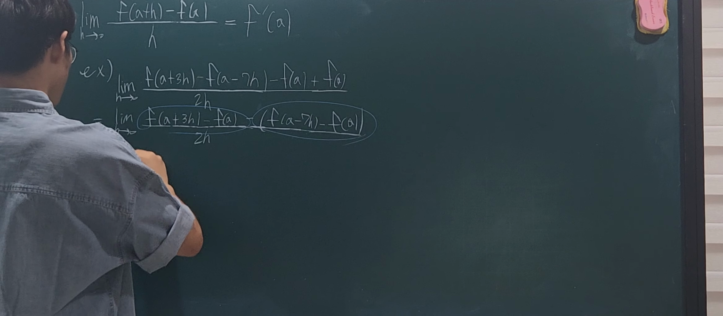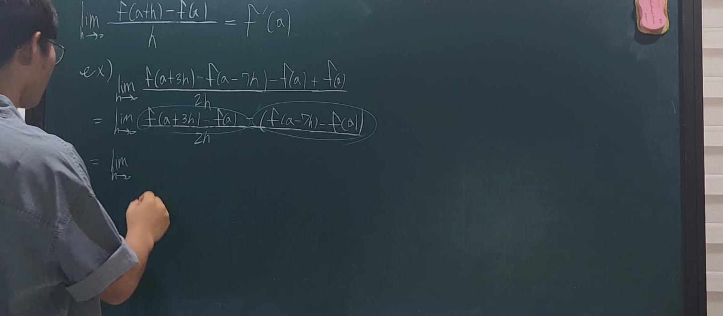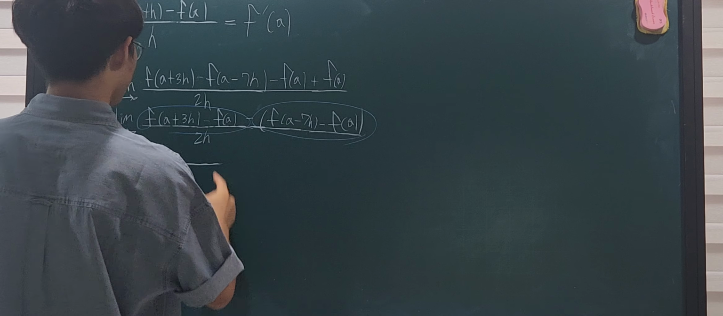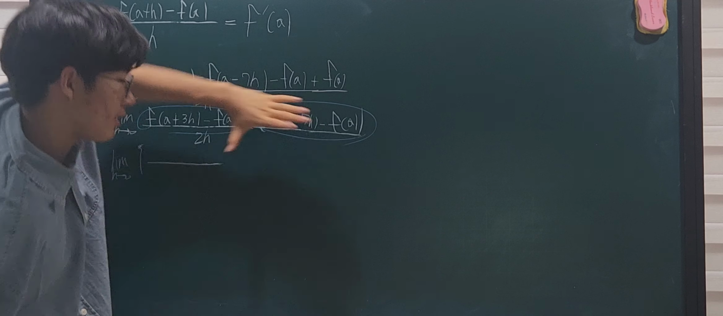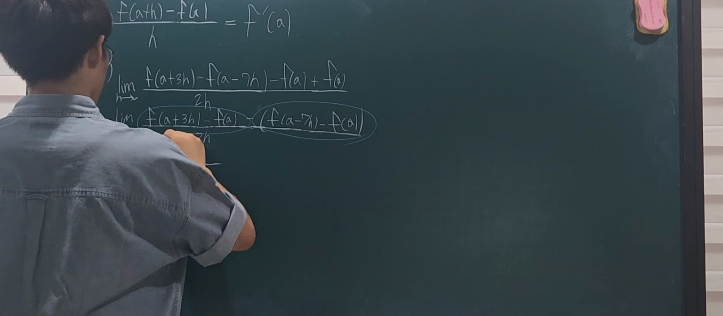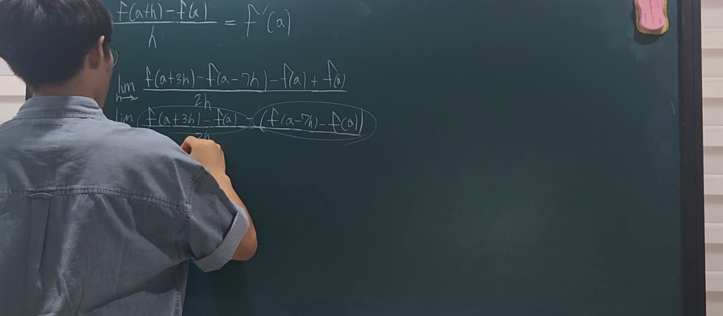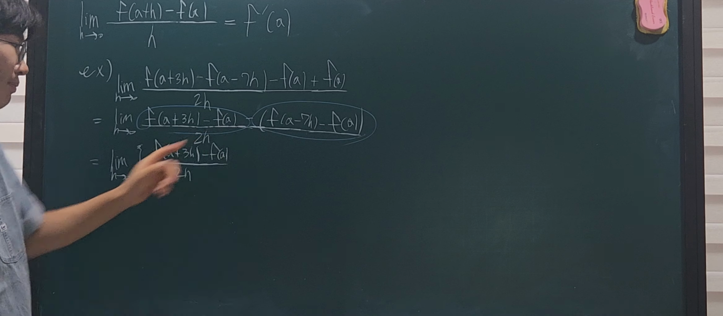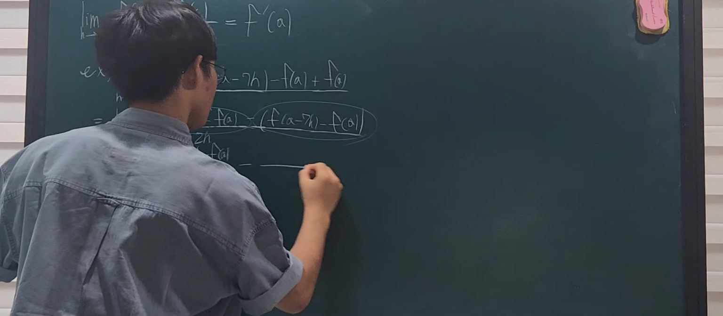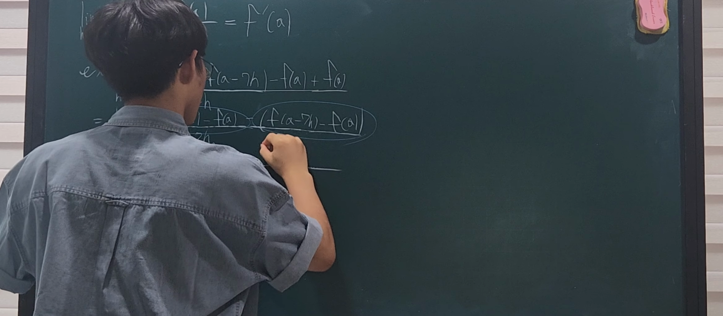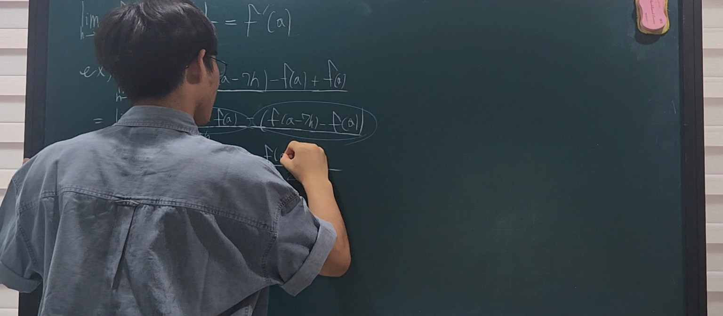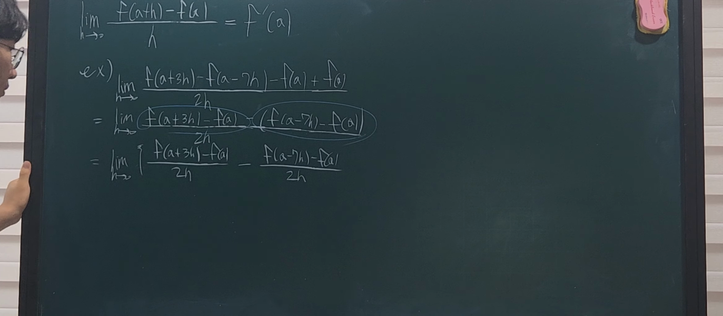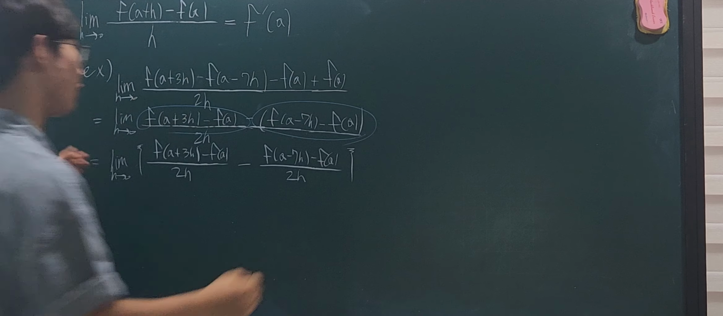Then, without infringing the law of the limits, we can split it out between this and this. And 2h times fa plus 3h minus fa, then it becomes minus 2h over fa minus 7h minus fa. And then a big parentheses to close it.